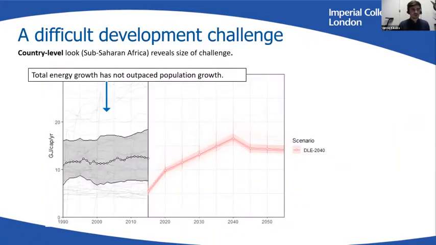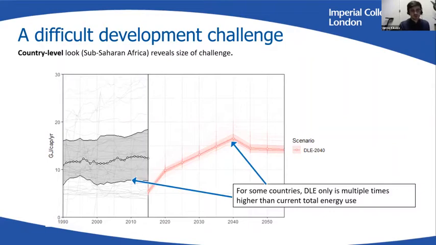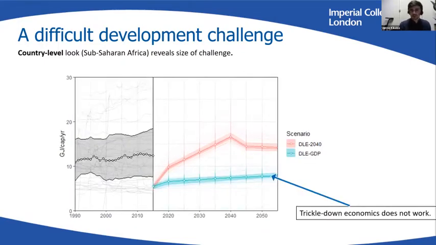The difficult challenge you start really seeing if you move to a country level. This is just sub-Saharan African countries, and on the left side you see historical final energy per capita. Basically what you can see is that total energy growth has not outpaced population growth. So most countries in sub-Saharan Africa stay relatively stable with their current energy consumption. To go towards providing decent living energy for everyone, you do need strong growth. For some countries, decent living energy is multiple times higher than their current total energy use. We also did a very quick, very dirty analysis, a cross-sectional correlation with GDP. That indicates that if trends just continue with growing GDP, that doesn't work.